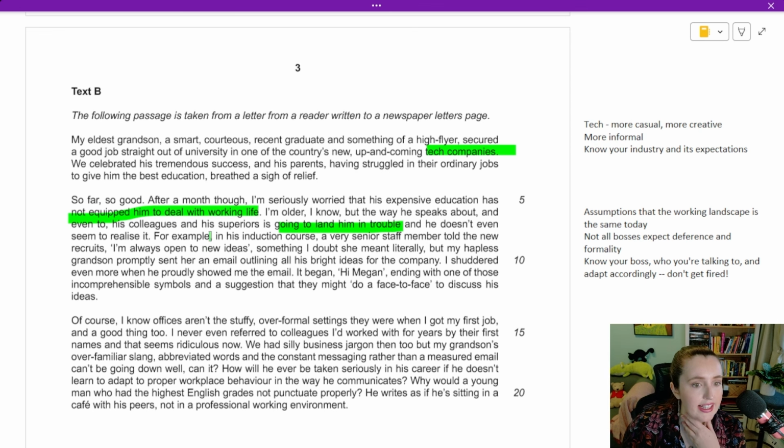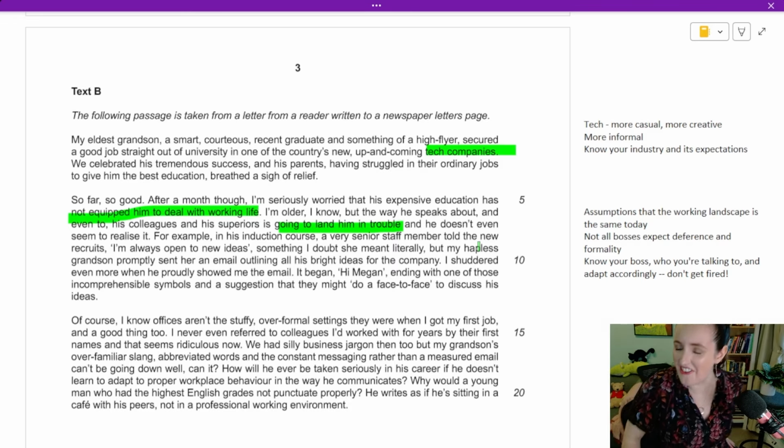Don't want to get fired. For example, in his induction course, a very senior staff member told the new recruits, "I'm always open to new ideas." Something I doubt she meant literally. How do you know, Grandma? But my hapless grandson, rude. If my grandma wrote a letter about me to the newspaper and called me hapless and was talking about how I'm going to get sacked, I would be so offended.